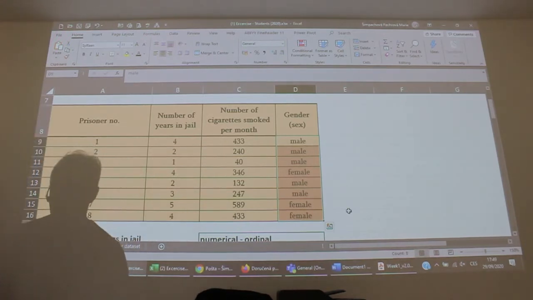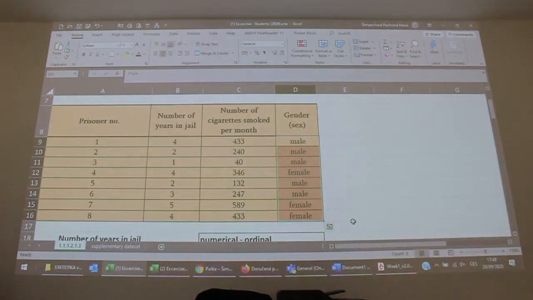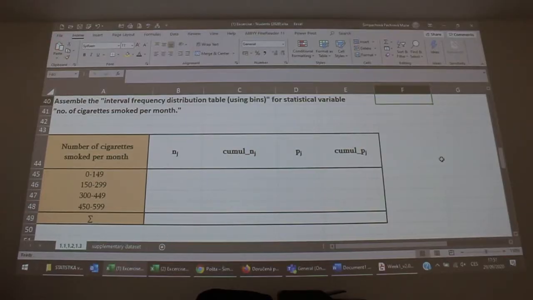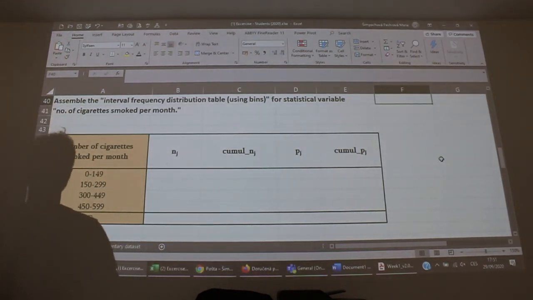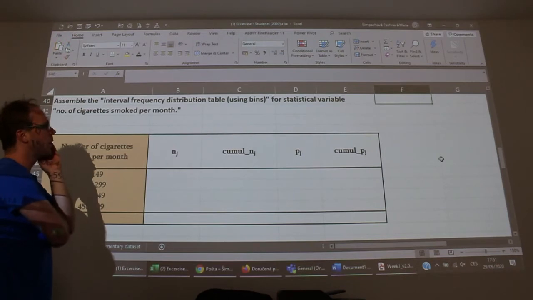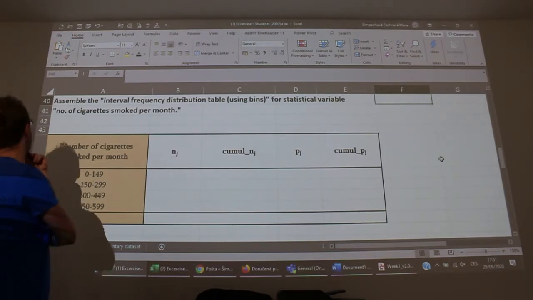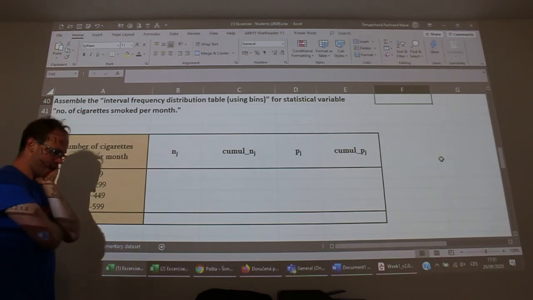So another name for this variable. We will try to assemble the interval frequency distribution table for statistical variable number of cigarettes smoked per month.